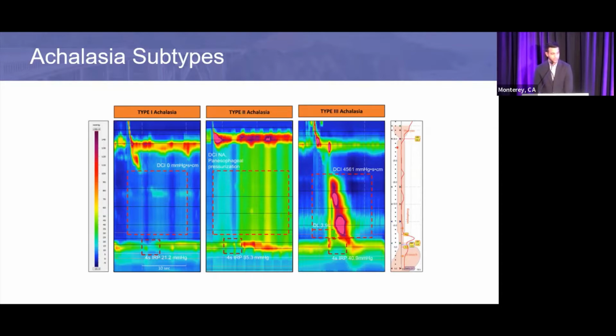On the left is type 1 achalasia. That's kind of your classic achalasia where, on endoscopy, you see a really dilated, tortuous esophagus. There's virtually no activity, as you can see on that left panel.